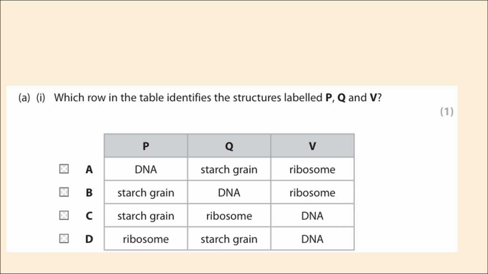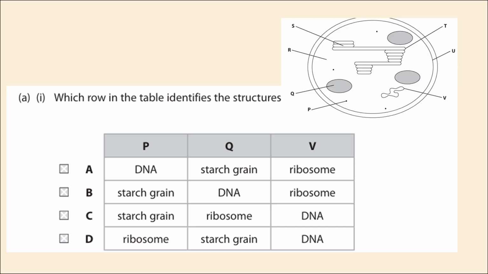The first question asks which row in the table identifies the structures labeled P, Q and V in the chloroplast diagram. Based on what we have learned about chloroplast structure, you know P is a ribosome, Q is starch grains and V is DNA. You can refer to the table to match these labels with the correct description, and your final answer is D.